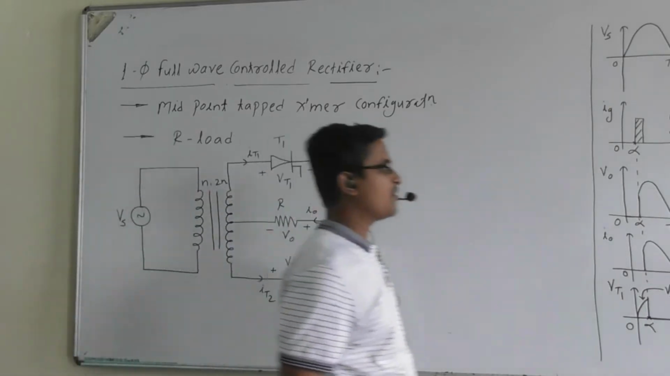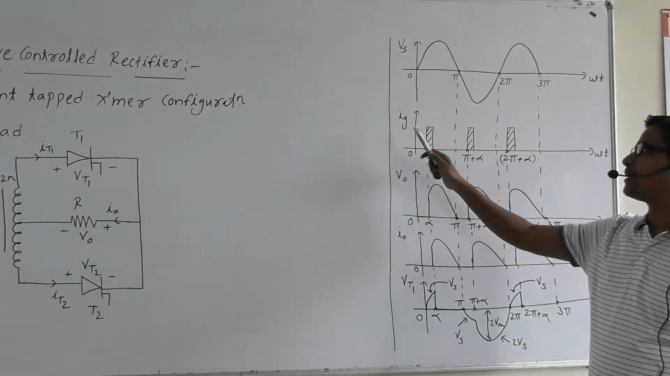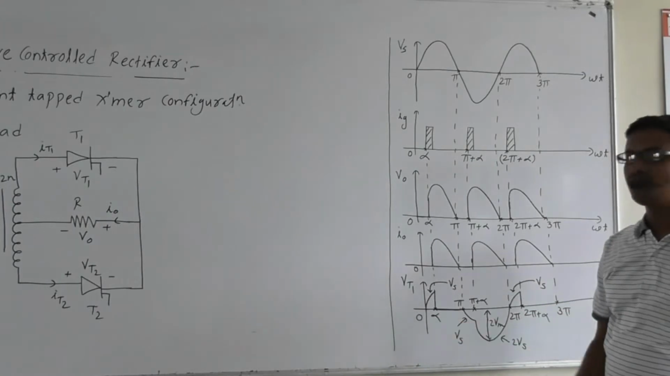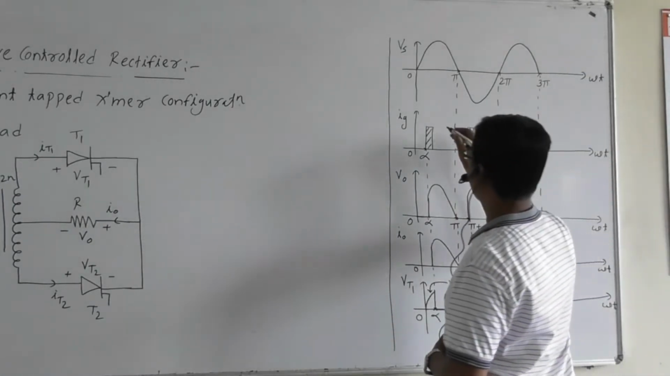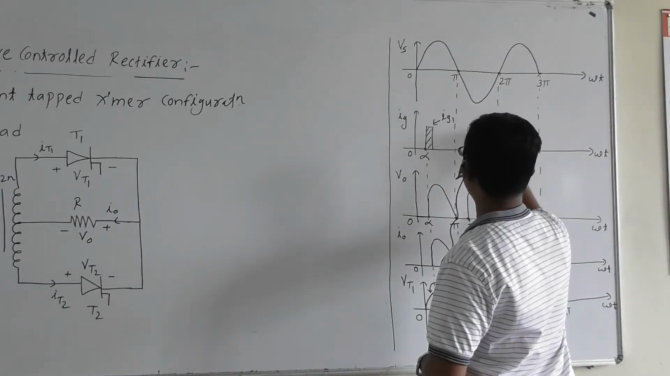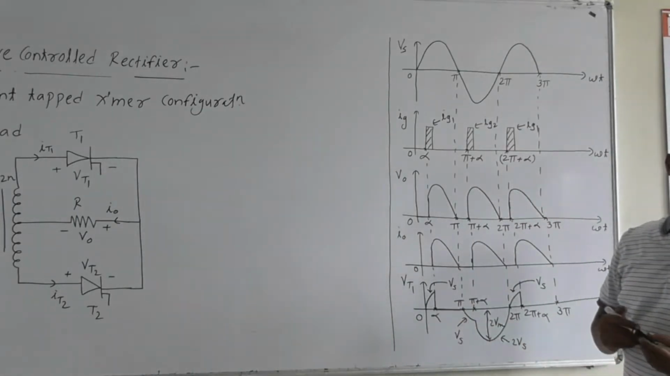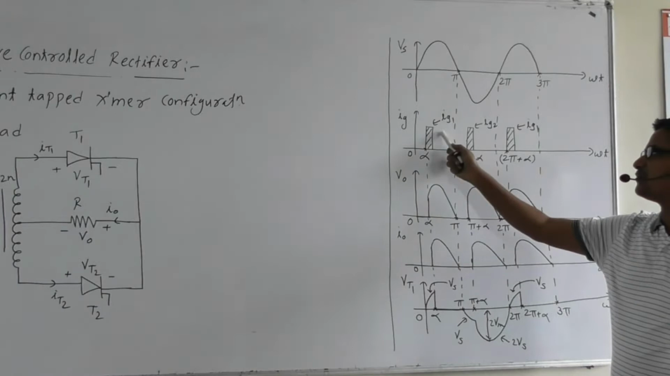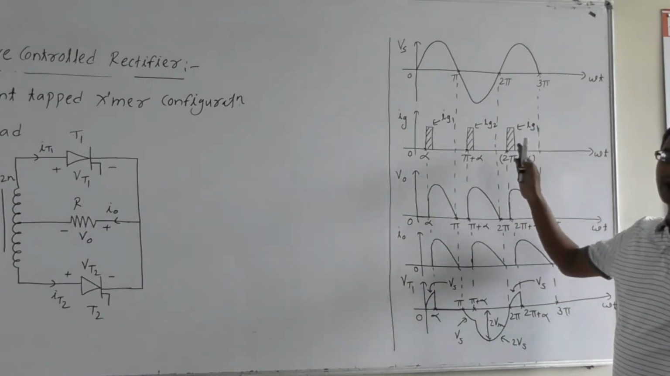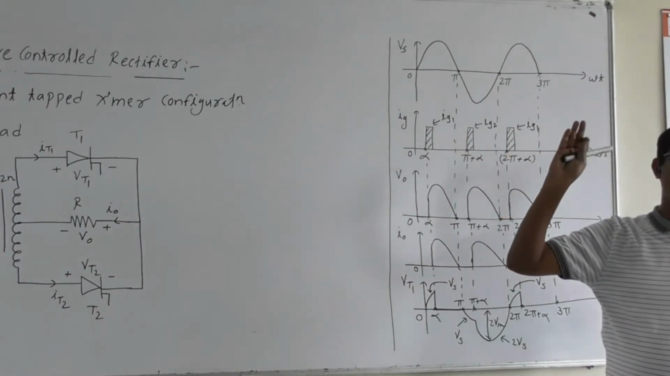In the waveforms, we have the supply voltage Vs, the gate current Ig, V0, I0 and VT1. In the gate current, we have the gate pulse for thyristor T1, the gate pulse for thyristor T2, and again the gate pulse for thyristor T1. So alternately we apply the gate pulse to T1, then T2, then T1, then T2. Why have we applied the gate pulses in an alternate way? We are going to discuss it.